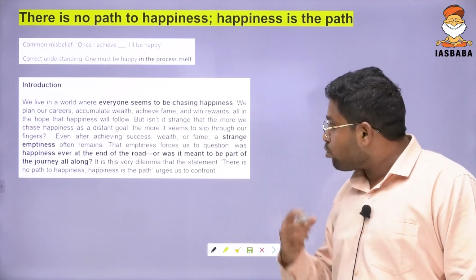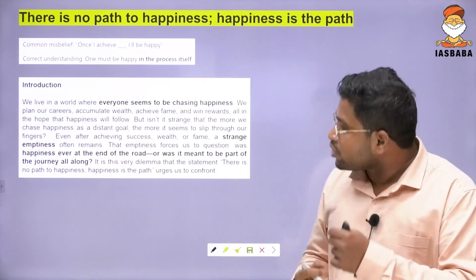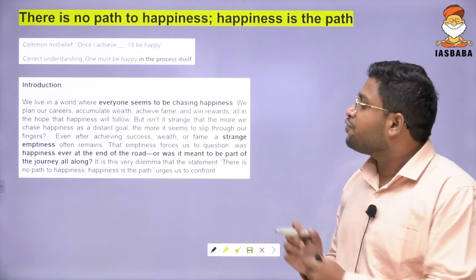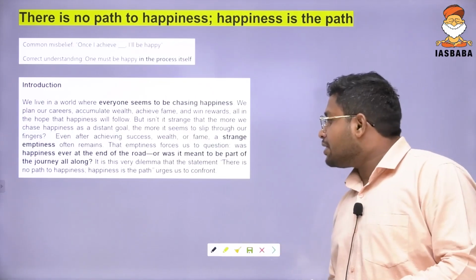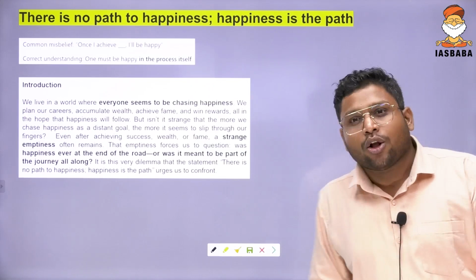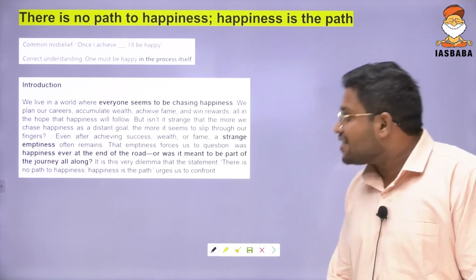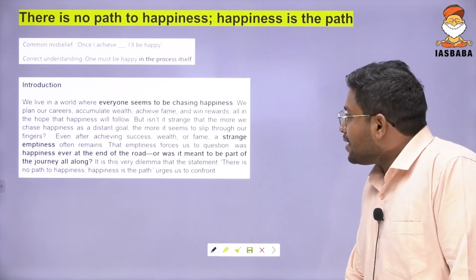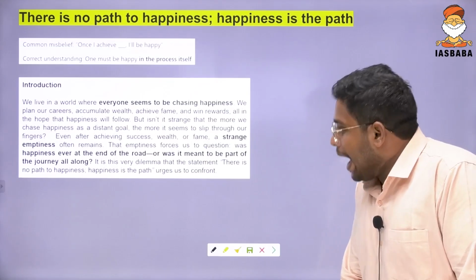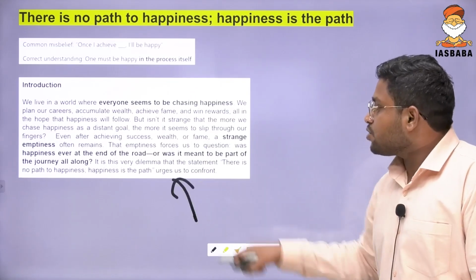That emptiness forces us to question, was happiness ever at the end of the road, or was it meant to be part of the journey all along? It is this very dilemma that the statement, there is no path to happiness, happiness is the path, urges us to confront.